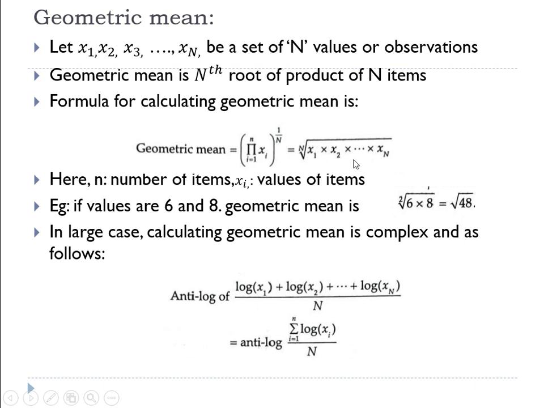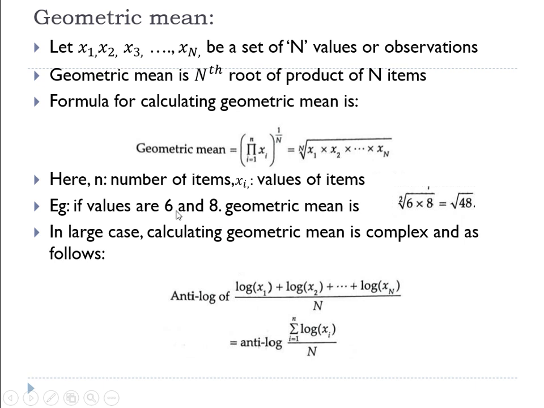So that is the formula of geometric mean. Symbolically, x1 into x2 up to xn is represented by the product symbol, product of xi, where i ranges from 1 to n. Over the overall value you take the nth root, that is 1 by n. Now suppose I have two values, 6 and 8.